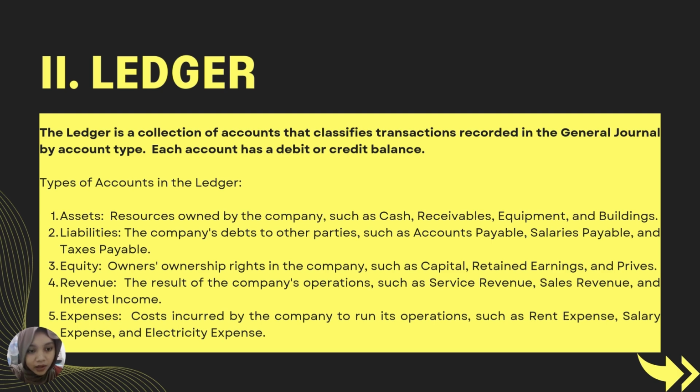3. Equity. Owner's ownership right in the company such as capital, retained earnings, and prive. 4. Revenue. The result of the company's operation, such as service revenue, sales revenue, and interest income. 5. Expenses. Costs incurred by the company to run its operation, such as rent expenses, salary expenses, and electricity expenses.